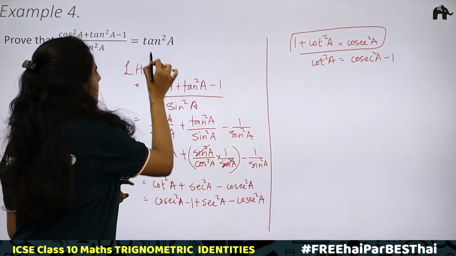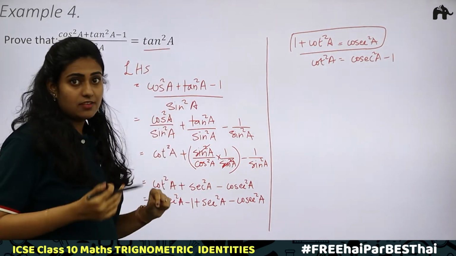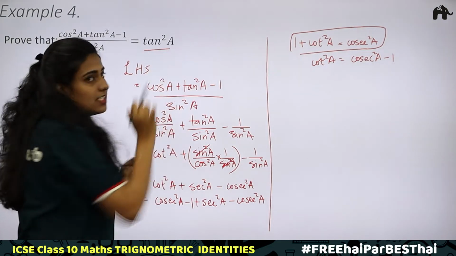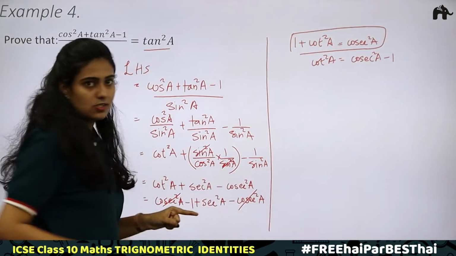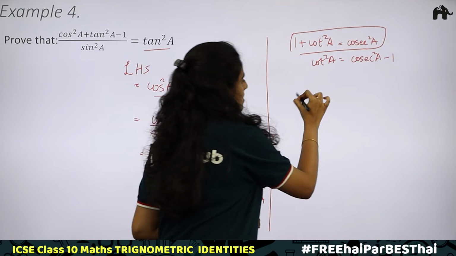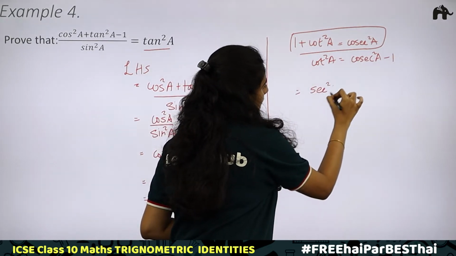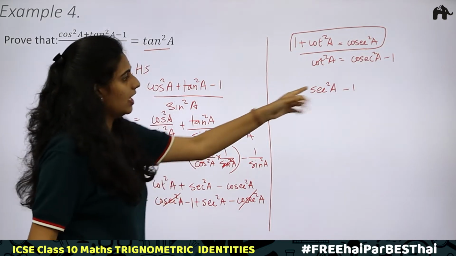Now here, check the right hand side. What is there in the right hand side? We need tan square A. We need a relation which gives us tan square A. Here we have cosec square A and minus cosec square A, which can be cancelled. Then the remaining is sec square A minus 1. On the left hand side we got sec square A minus 1.